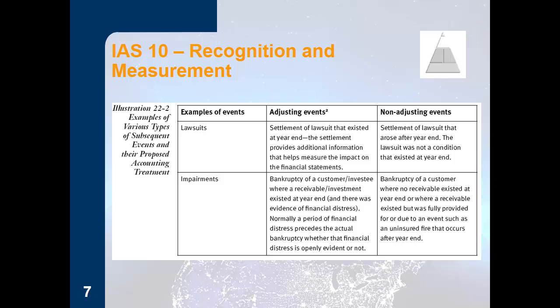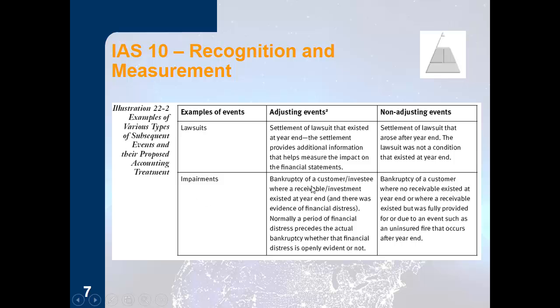We have a bunch of examples here, so let's go through these. If I have a lawsuit that is settled and that lawsuit existed at the end of the year, then that settlement, when it occurs before the authorization of the statements, is going to result in the adjustment of the financial statements, given that we now know what happened to the lawsuit. If the settlement of the lawsuit occurs after the year end, it was not a condition that existed, and so we would not make any adjustment for it. Let's talk about impairments.